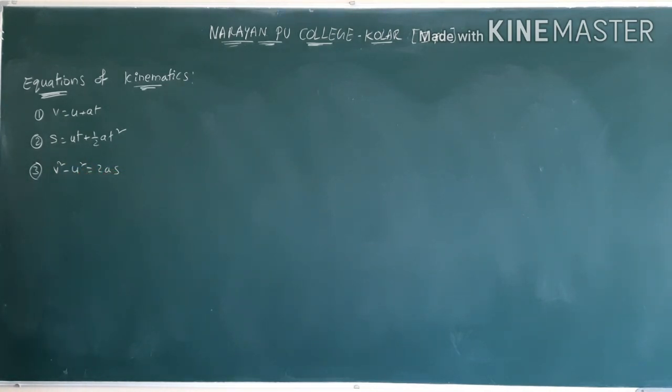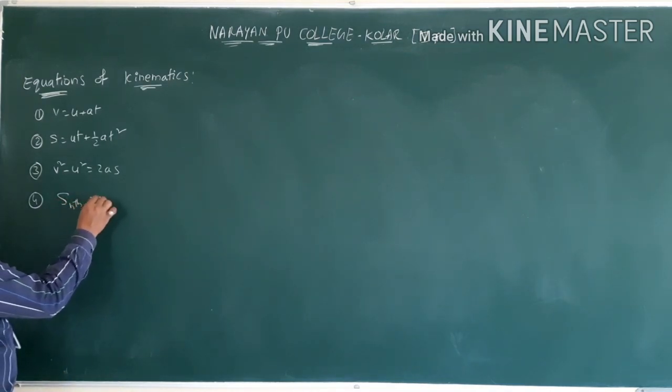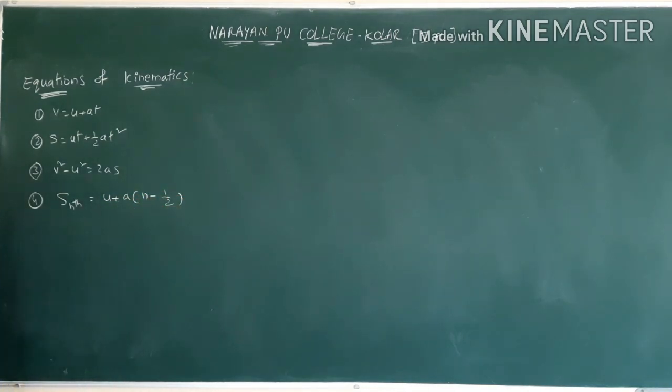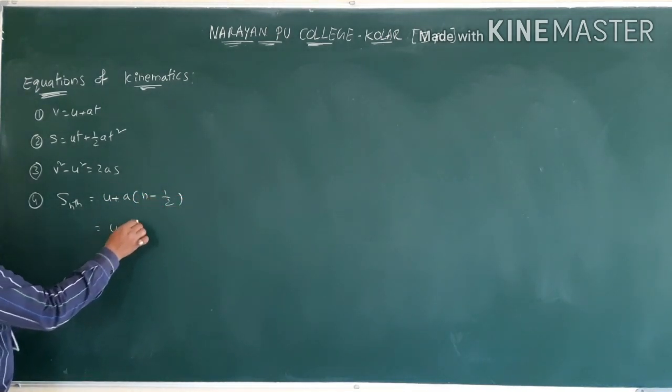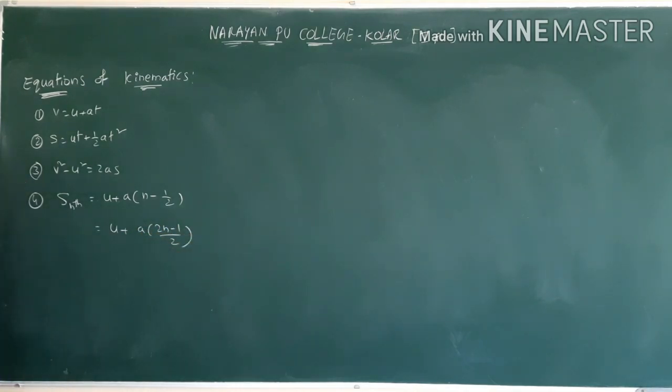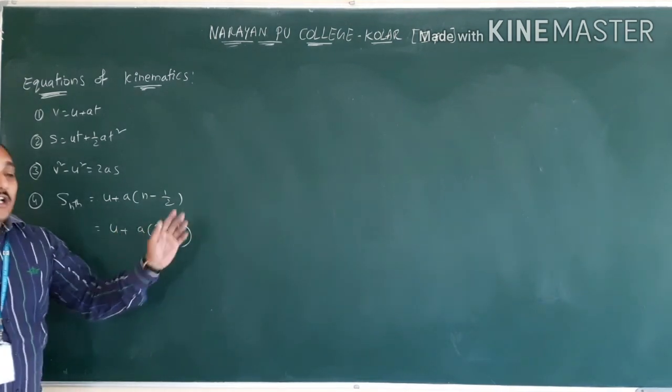I told you about the fourth equation. What is the fourth equation? The distance traveled in the nth second. Nth second means the last second. Sn is equal to U plus A into (2n minus 1) by 2. Otherwise, U plus A into (n minus 1/2). Both are the same. So this is called the distance traveled in the nth second.